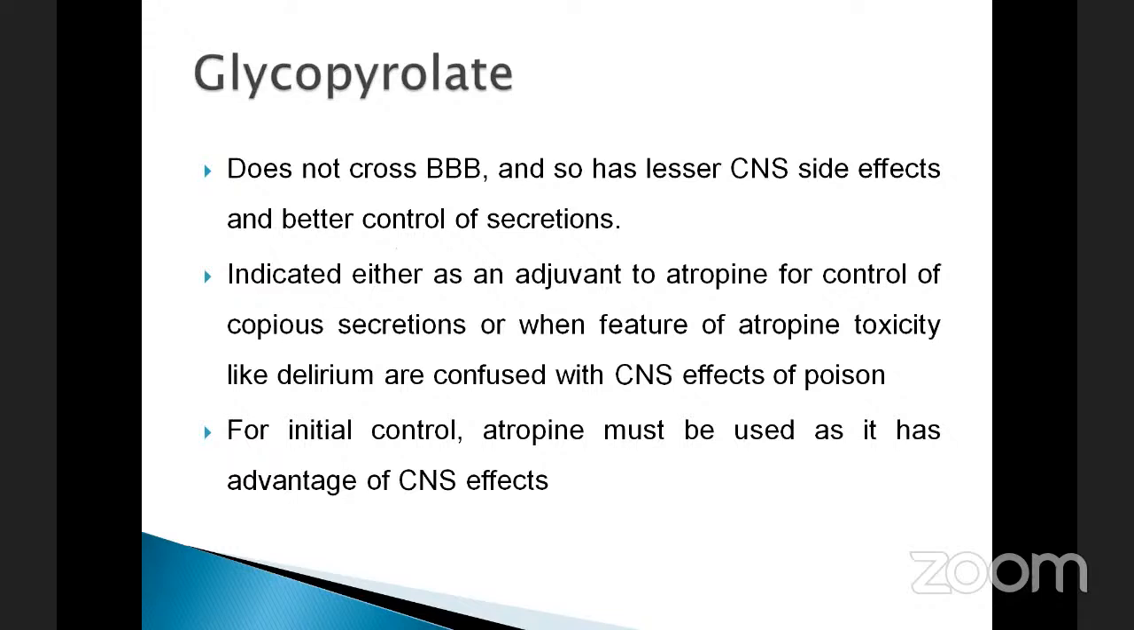Glycopyrrolate can also be used, which does not cross the blood-brain barrier and has fewer CNS side effects than atropine and better control of secretions. It is indicated either as an adjuvant to atropine for control of copious secretions, or when features of atropine toxicity like delirium are confused with CNS effects of the poison. For initial control, atropine must be used as it has the advantage of CNS effects.